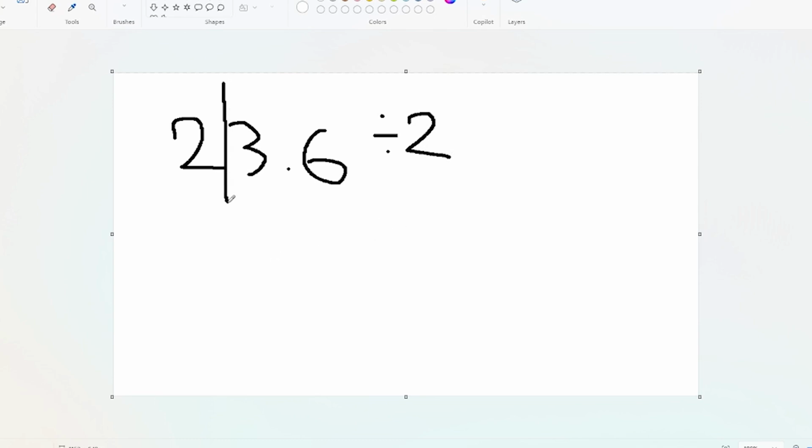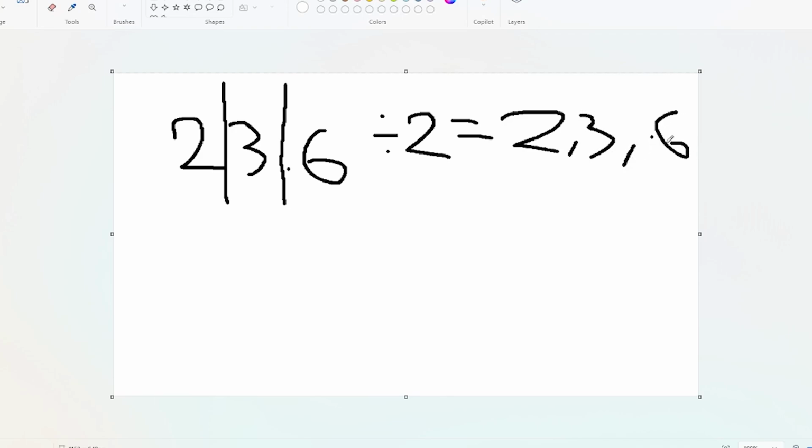We're going to do one more. 23.6 divided by 2. Here and here. That leaves us with 2, 3, and 0.6. And there you go.